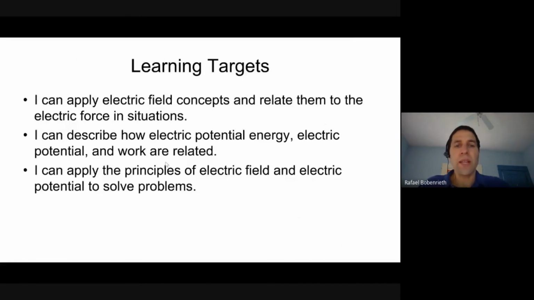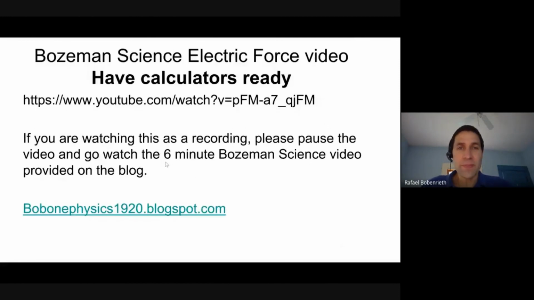Three learning targets for today. I can apply electric field concepts and relate them to electric force in situations. The second, I can describe how electric potential energy, electric potential, and work are related. And the third, I can apply the principles of electric field and electric potential to solve problems. And the fourth is, I can laugh heartily at Mr. Bob's jokes. All right, let's go.